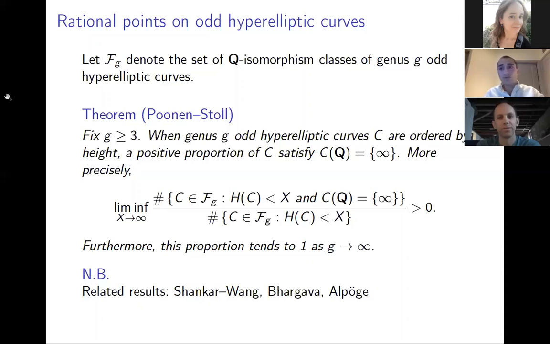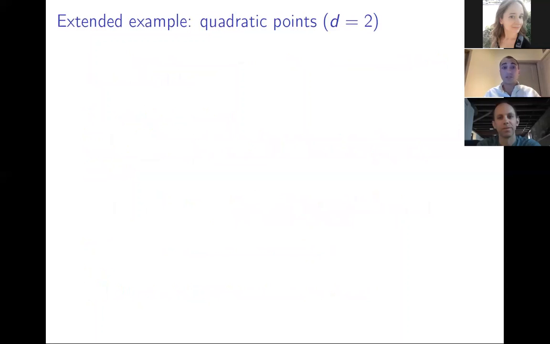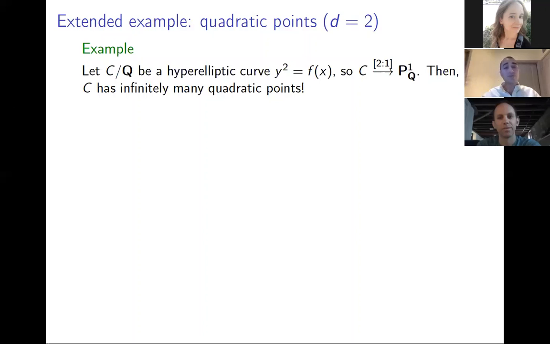So let's move away from families of curves and let's talk about algebraic points. We're going to focus on quadratic points because this is a very informative example. If we have a hyperelliptic curve, y squared is equal to f of x, this means that the curve admits a 2-to-1 map to P1. And this implies that there are actually infinitely many quadratic points.